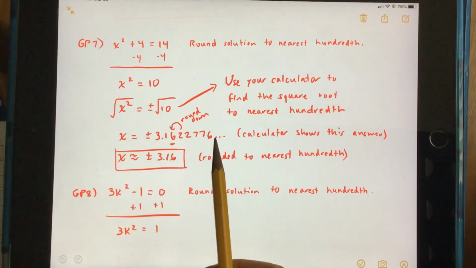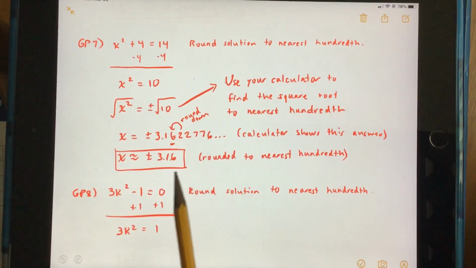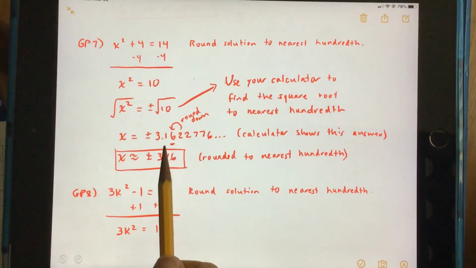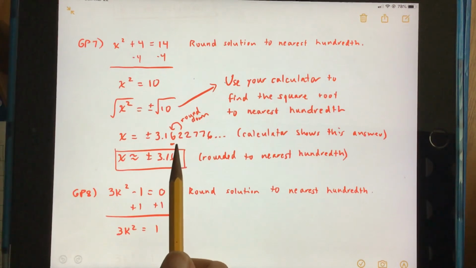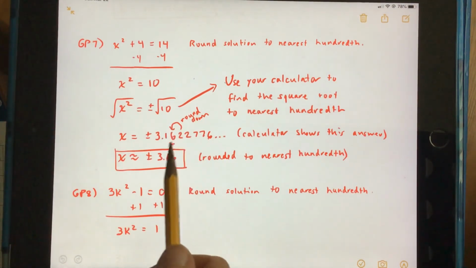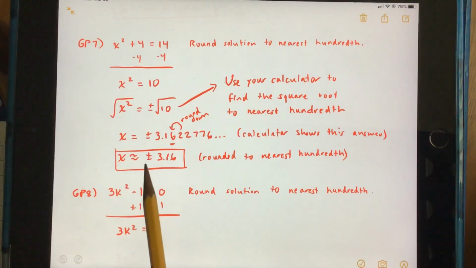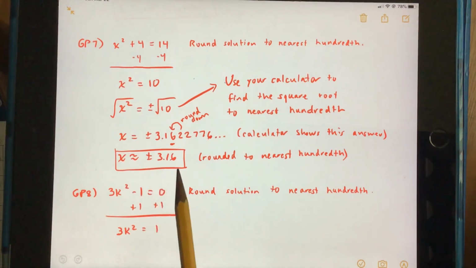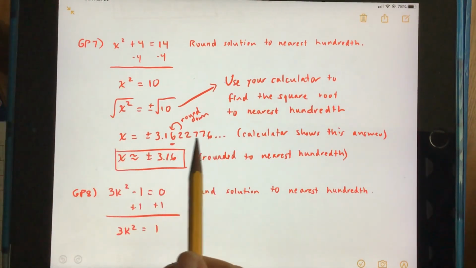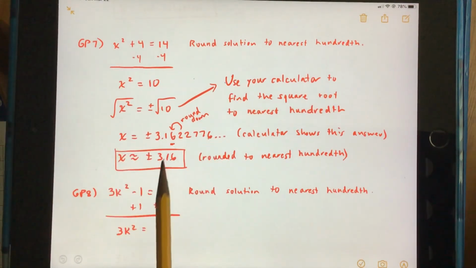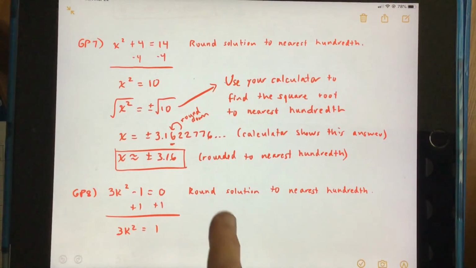Go ahead and write down what you see on your calculator and then round off that number to the nearest hundredth. That means you go to the second place past the decimal, which is 6. You look at the number to the right, which is 2, and that makes you round the 6 down. When you round down, if you recall, that keeps the number the same. So my x is approximately, notice the wavy equal signs, approximately equal to both positive and negative 3.16. So that's rounding to the nearest hundredth. You actually don't have to have this part on your paper, but you're free to write that down so we can see how the rounding works.